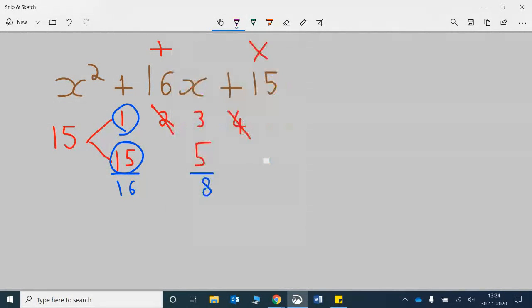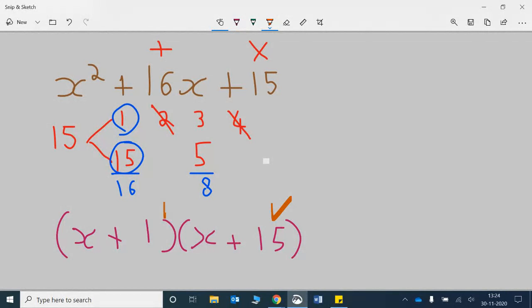So let's choose a different color again. We put x in there and x in there. And then we're going to put our two numbers, plus 1 and plus 15, in there. So again, we've solved this. We've got two numbers which multiply together to give 15 and which add together to give 16. So this is our factorization in this case. We'll put equals there because it's equal to this top thing here.